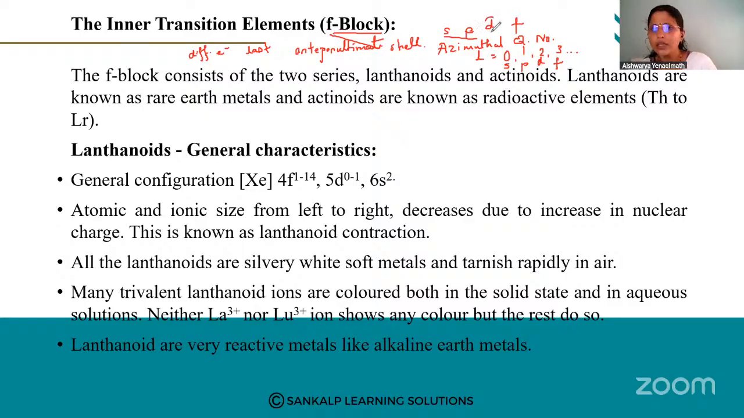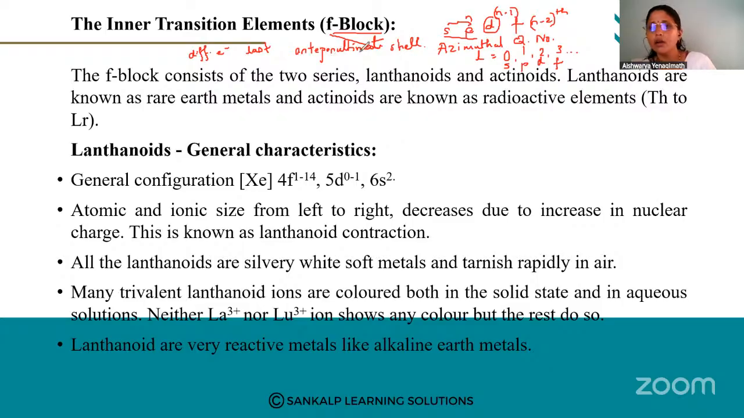In D block, as we have discussed in our last session, the last electron enters into the D orbital of the penultimate shell, that is the n-1th shell, whereas in S and P block, it enters into the nth shell. In F block elements, the differentiating electron enters into the F orbital of the anti-penultimate shell, that is the n-2th shell. The electron enters the last but second shell. Therefore, we call it the anti-penultimate shell.